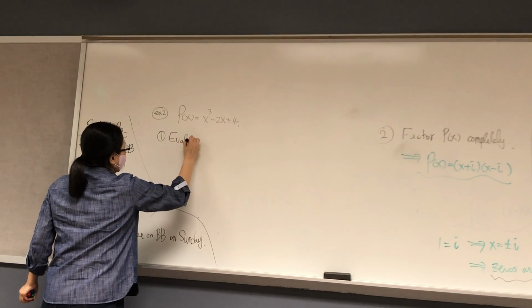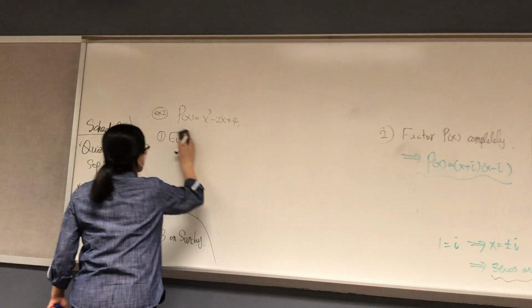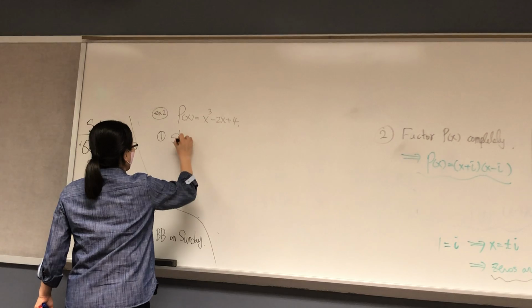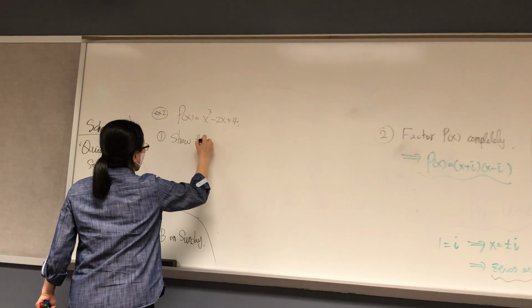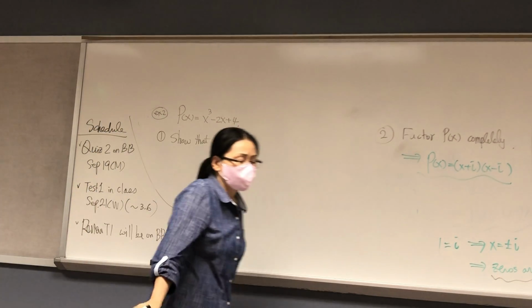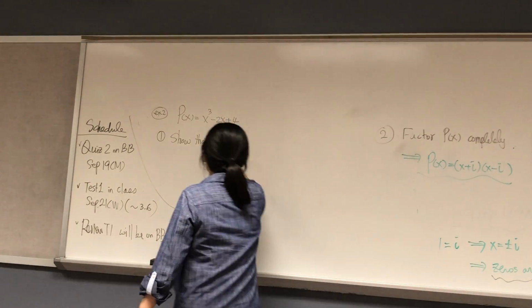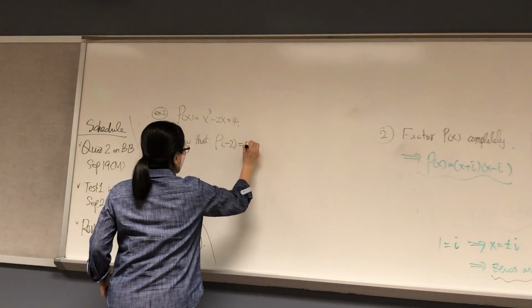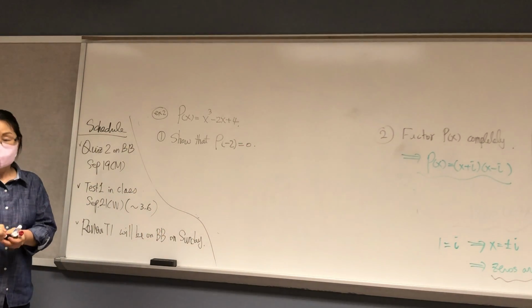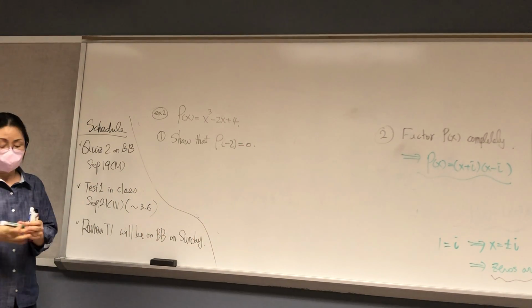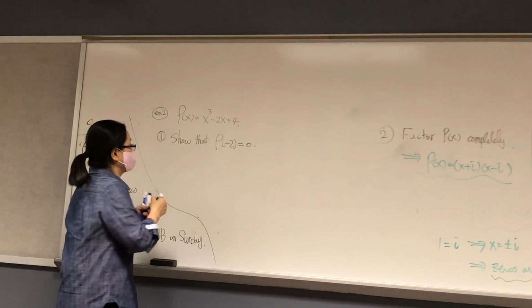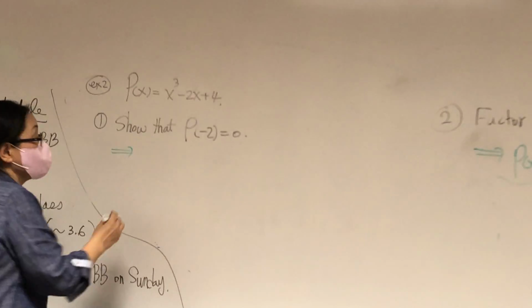Evaluate or show that P of negative 2 equals 0. Let's show. Substitute, am I right? Negative 3 or 2? Negative 2. So check if it is true or not.